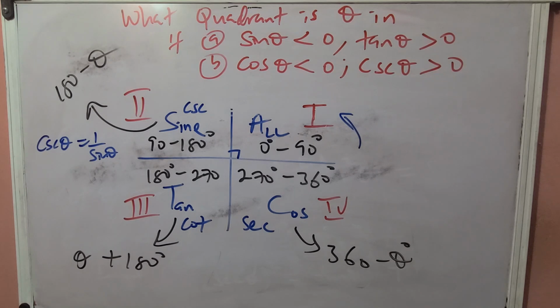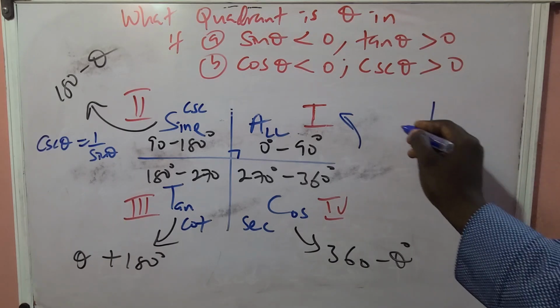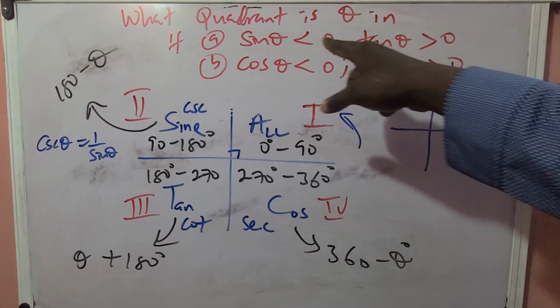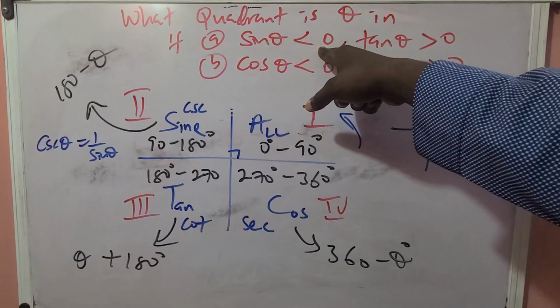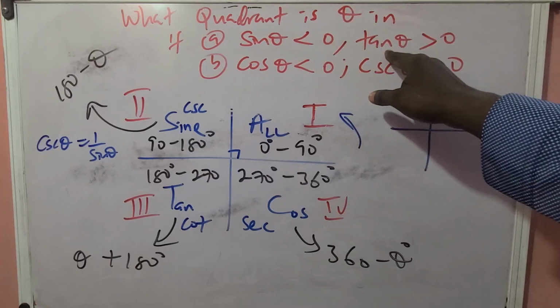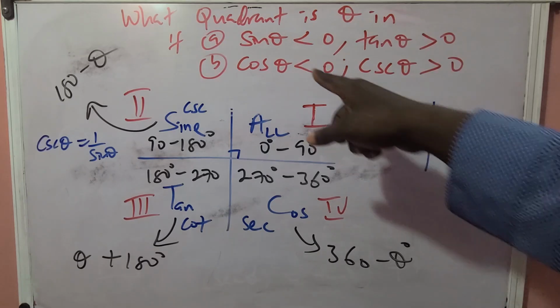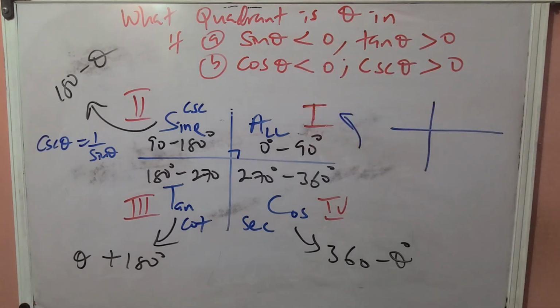So let's delve right into solving this question. We're trying to find a situation where sine is negative. Let's have another quadrant diagram here to examine this. Sine theta less than 0 means it's negative, and tan theta greater than 0 means it's positive. So let's first examine where sine is negative.